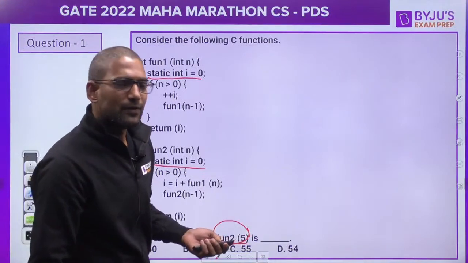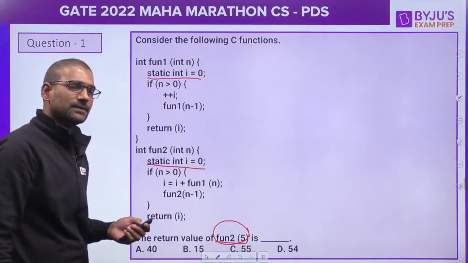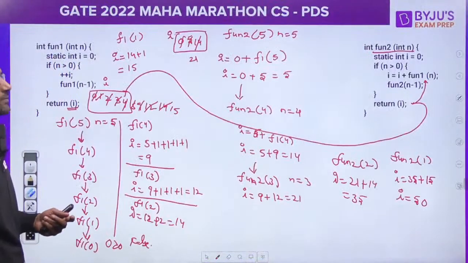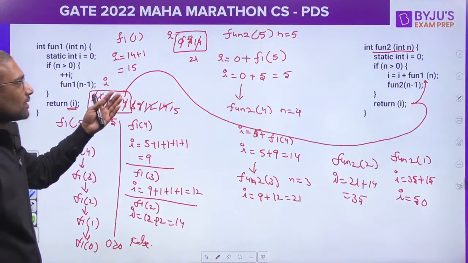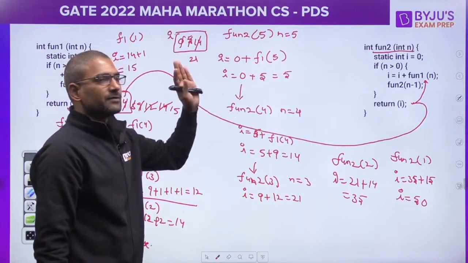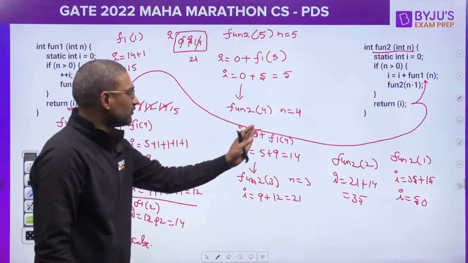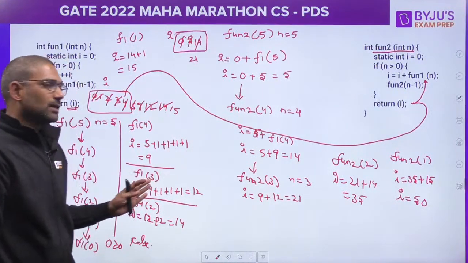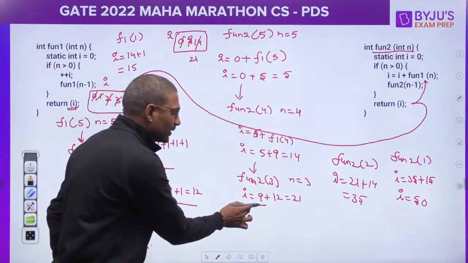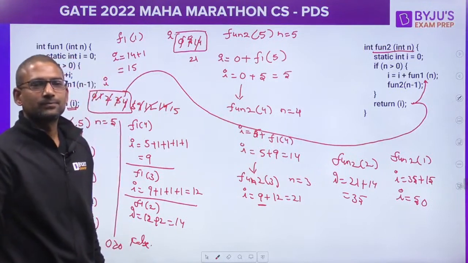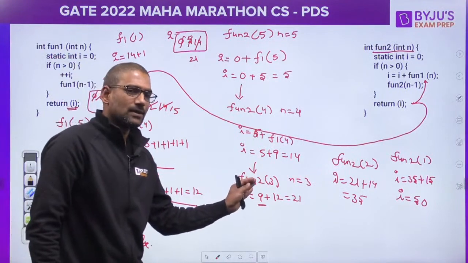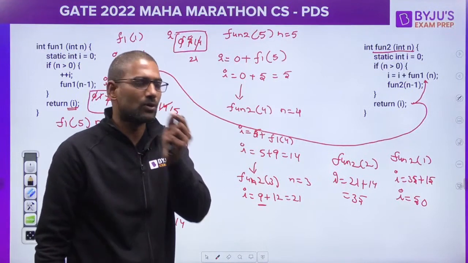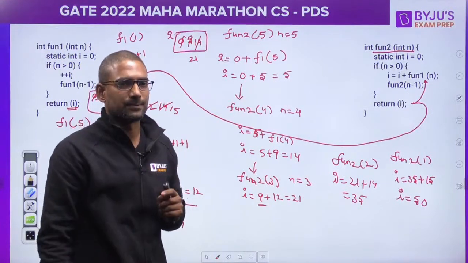So where are we getting 55? Where have we done wrong? Please identify. First 0 plus 5, then 5 plus 9, 14, then here we are making a mistake. So if you make even a single mistake, in total you will get the wrong answer.